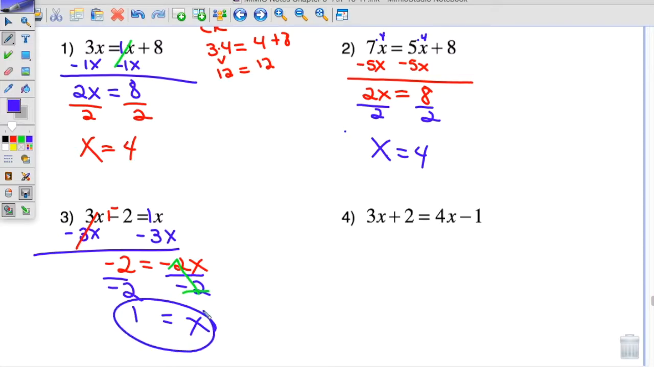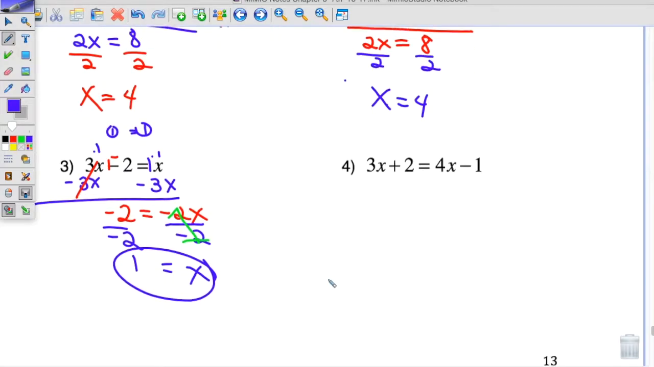Showing our work to check it: 3 times 1 is 3, minus 2 is 1. On the right-hand side, 1 times 1 is 1. So both sides are equal to 1, so 1 is your solution.